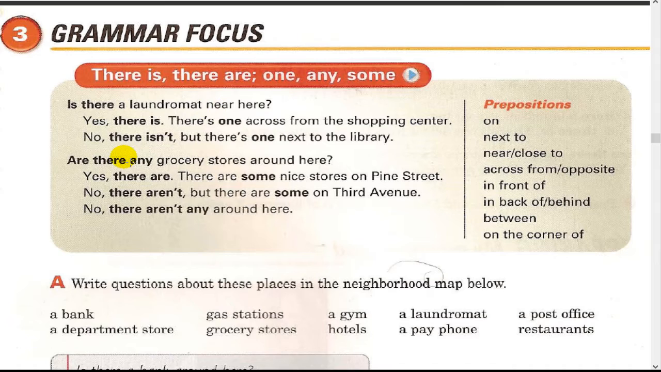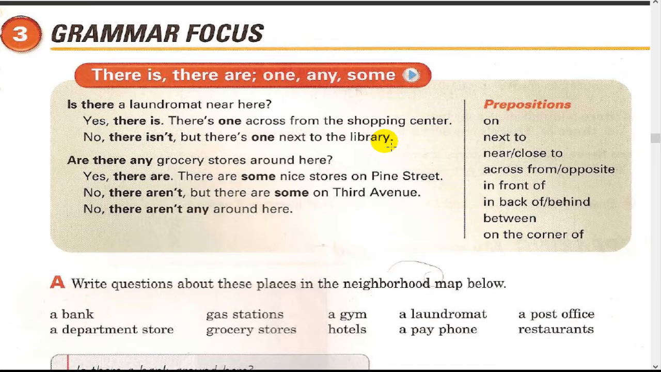Is there a laundromat near here? Yes, there is. There is one across from the shopping center. Across from, opposite to. Is there a laundromat near here? No, there isn't. But there is one next to the library. Library, a place where you can borrow books. A place to borrow books.